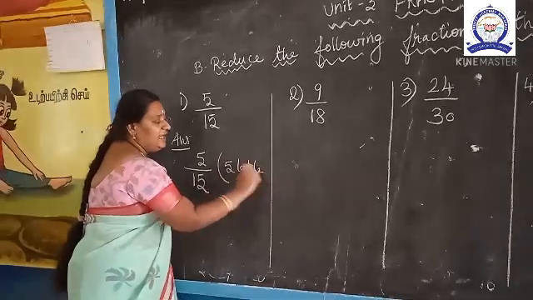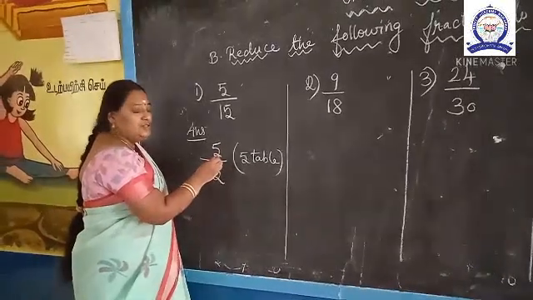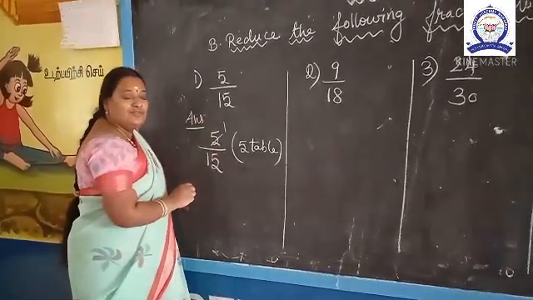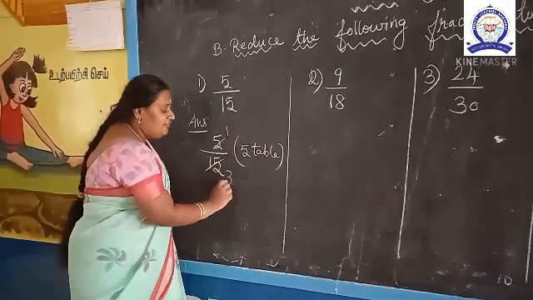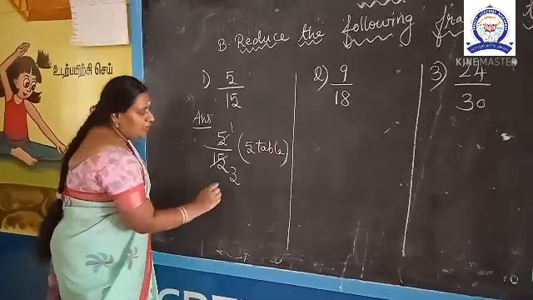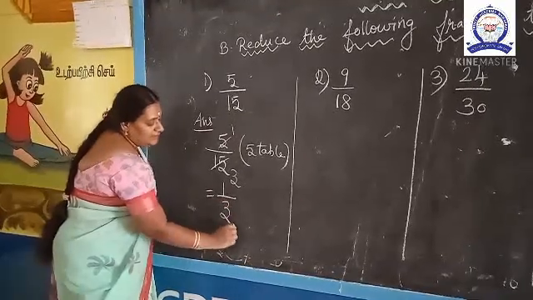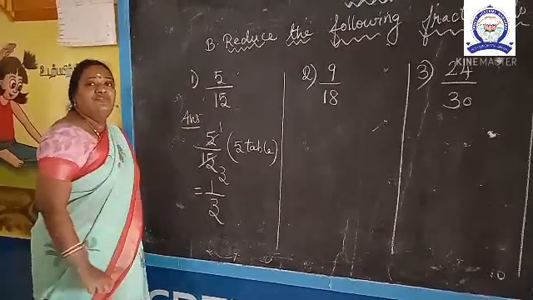So in the 5 table we are going to cut these numbers. Now to cut using the multiplication table of 5: 5 ones are 5, so cut 5 to 1. For 15, 5 3s are 15. So you write the cut numbers: 1 by 3. So 1 by 3 is the reduced form of 5 by 15.